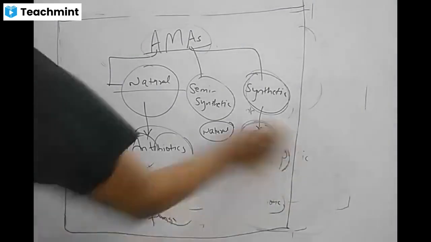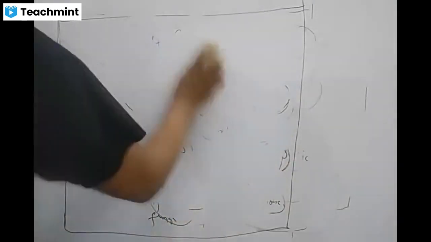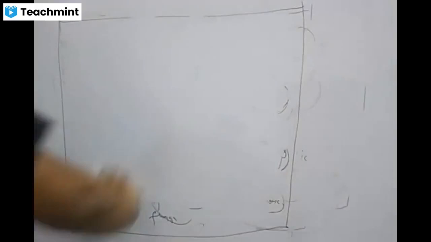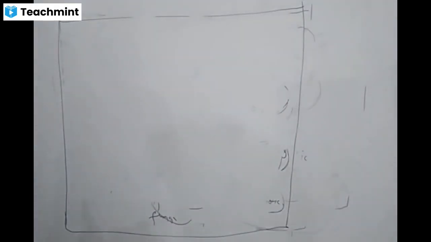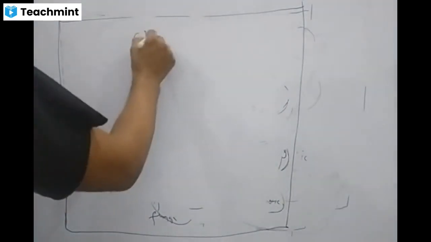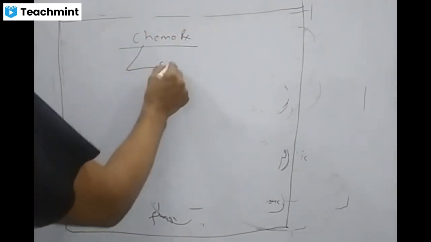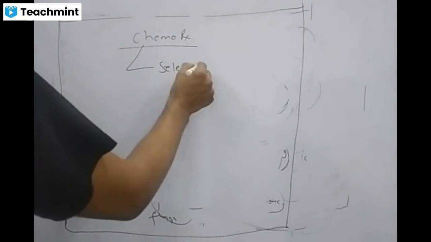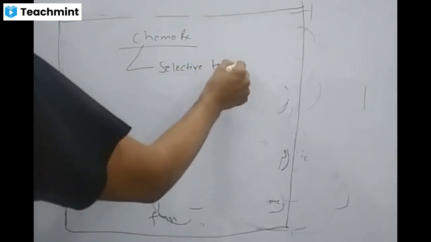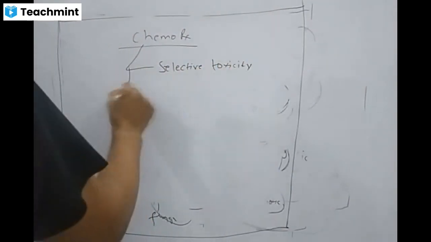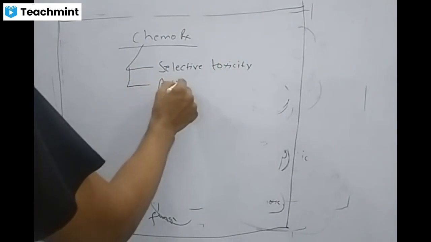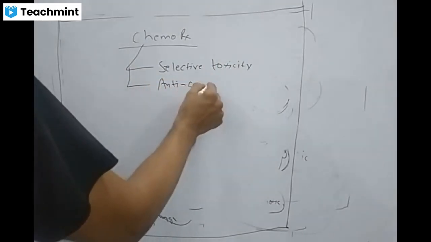Then the definition of chemotherapy itself includes two important terms. In case of chemotherapy, it is based on selective toxicity, plus it also includes anti-cancer drugs.